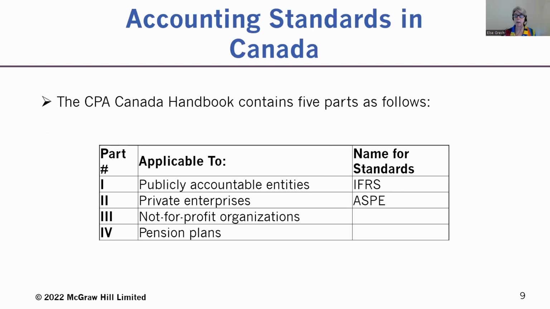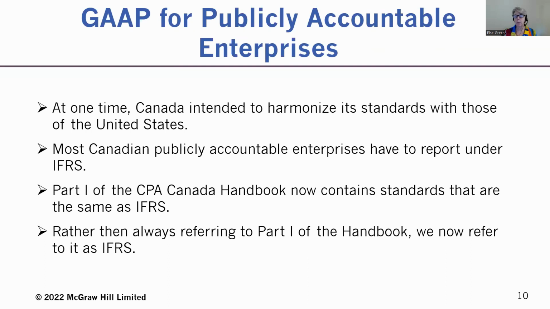The handbook is divided into parts, as noted on this slide. You can see it's got part 1, 2, 3, and 4. The bulk of this course is going to be on part 1 and part 2, which is IFRS and ASPE. Note that we won't be focusing on part 3 or 4 in this course. The textbook in Chapter 1 really gets into the history of standard setting in Canada, which is interesting because it really shows how standards have evolved over time.